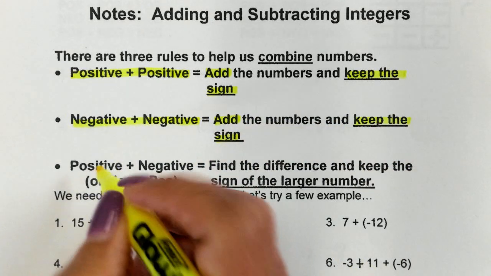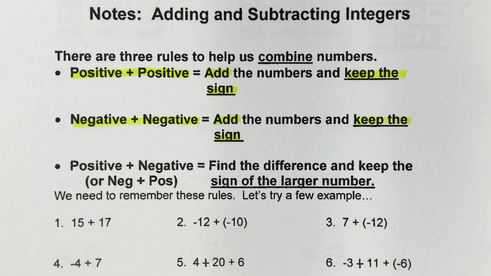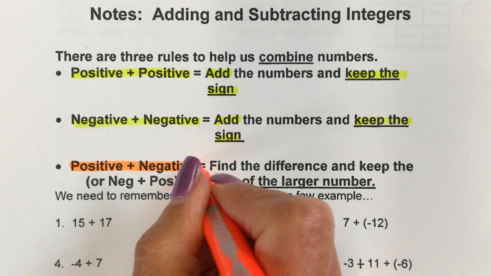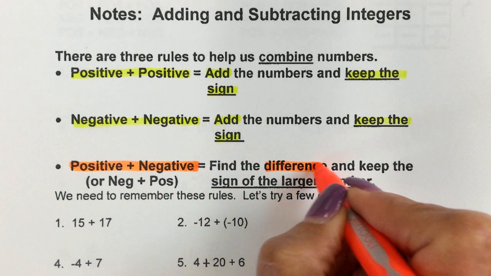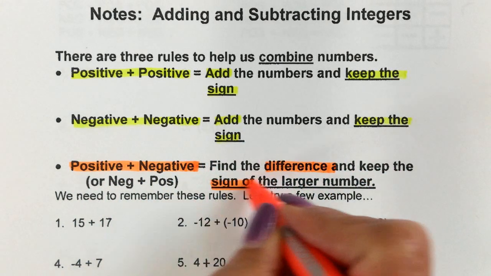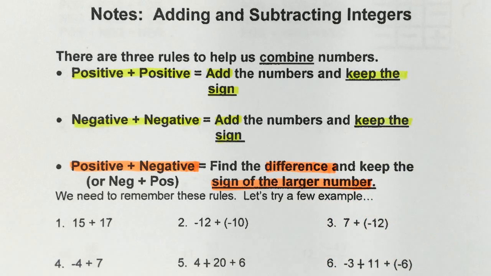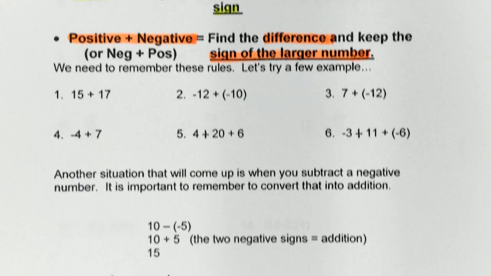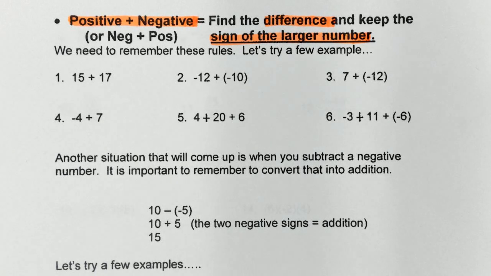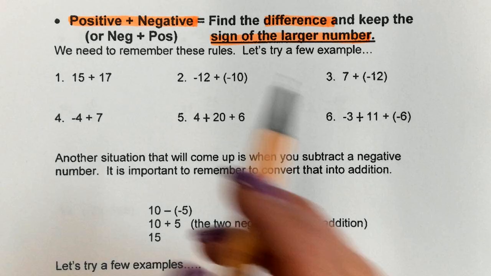So where it gets a little different, we'll use a different color for this, is when you have a positive and a negative. Okay, so here you're going to find the difference, which means to subtract, and you're going to take the sign of the larger number, which means that if you have more negatives, your answer is going to be negative, and if you have more positives, your answers are going to be positive. You are allowed to use a calculator for this if you are weak on your skills for this, but if you got this, then by all means, don't use a calculator. Practice using your brain first.